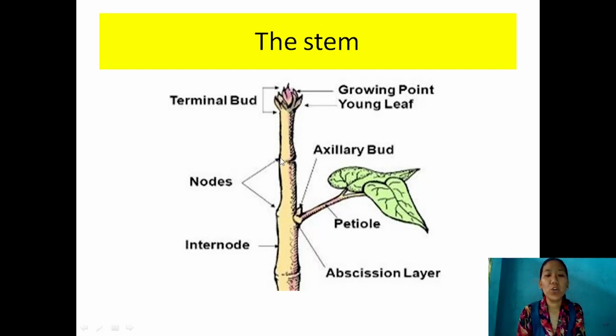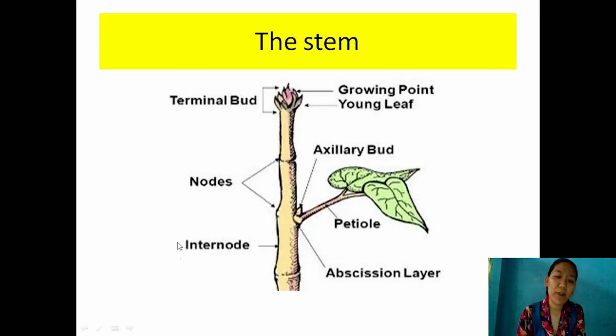Again here this stem may terminate into a bud, the terminal bud. This is the growing point. And at the node, there is the development of leaf. So leaf develops only from the node, and in the axil of the leaf and the stem there is an axillary bud. This axillary bud may develop into the shoot system, that is, it will develop into branches, or it might develop into a flower bud, to produce flower.